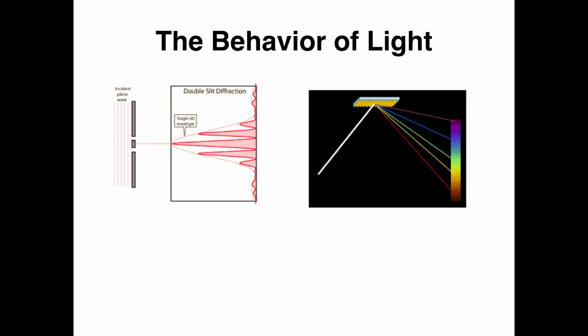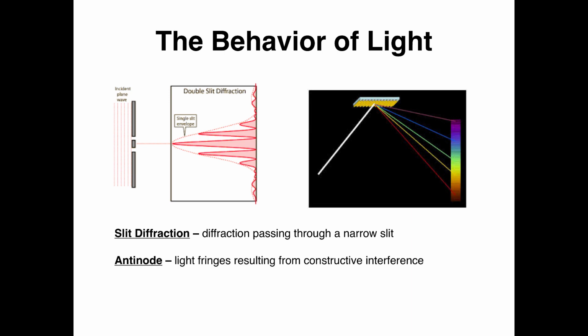Now, this is called double slit diffraction, and what happens with double slit diffraction is alternating areas of interference, positive interference followed by negative interference. On the left here, you see the peaks represent positive interference, and the troughs represent negative interference. As you move out from the middle, the peaks get smaller and smaller, so the amount of constructive interference decreases and the troughs remain in place. So double slit diffraction is diffraction that passes through these narrow slits, and the light fringes that result from constructive interference, the peaks shown here, are called the antinodes, and the troughs are called the nodes that are caused by destructive interference.